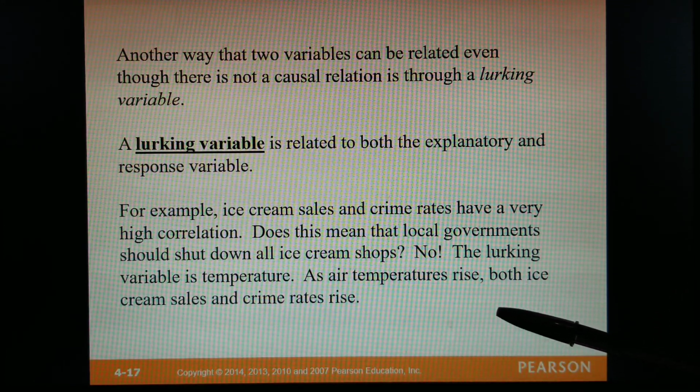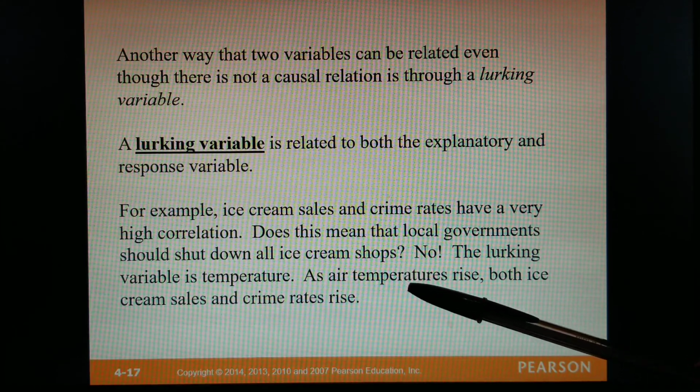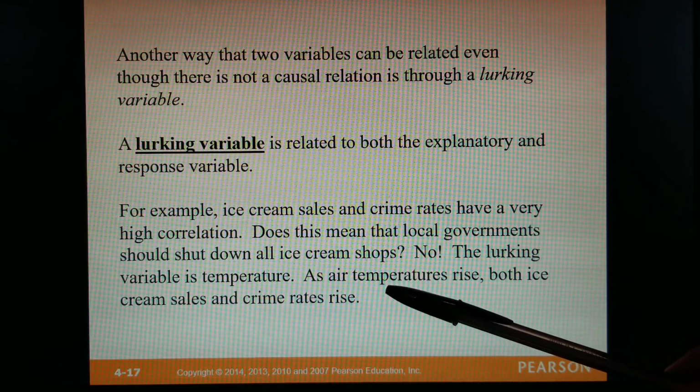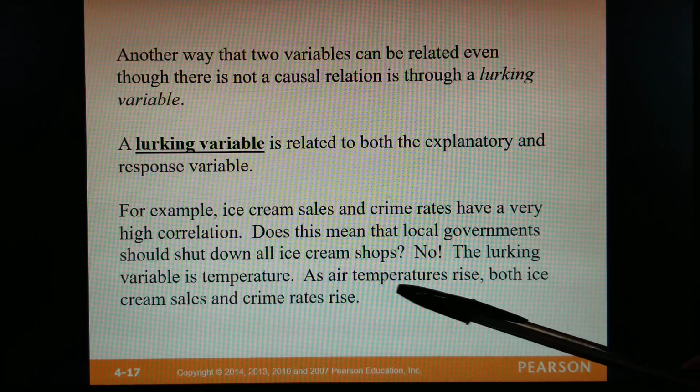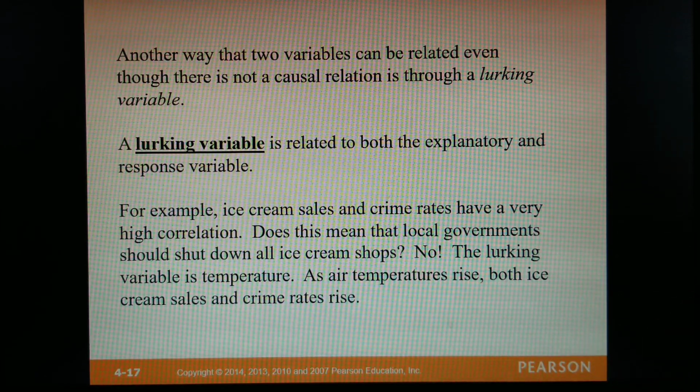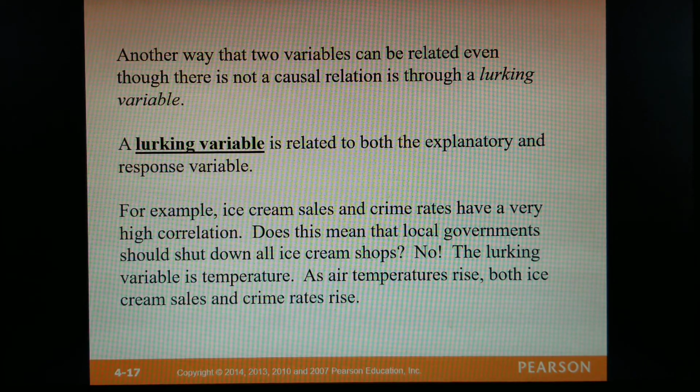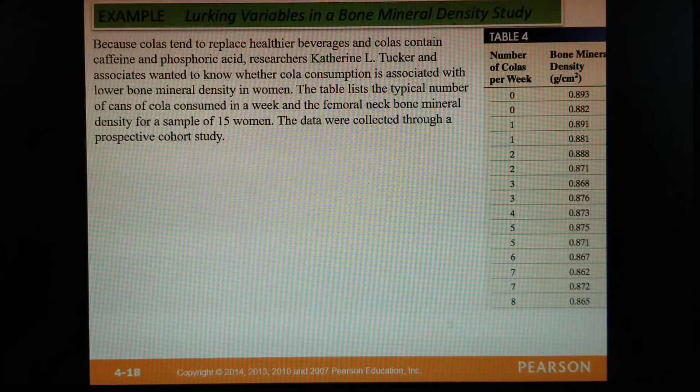But see, we have that lurking variable in there of the temperature. See, the temperature, right? If we have an increase in temperature, my sales go up for ice cream. If I have an increase in temperature, then my crime rates rise. So again, we don't ever want to say cause here. We always want to just say that there is a relationship. Okay, it does not mean one causes the other.